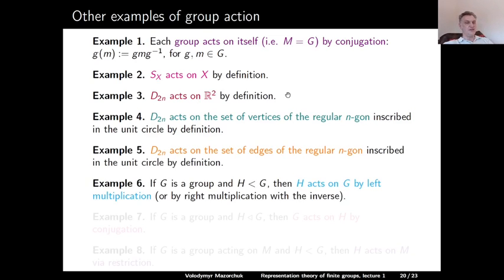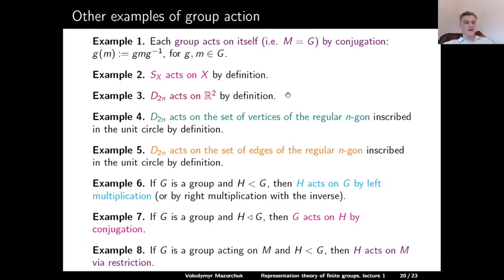Next example, if G is a group and H a subgroup of G, then H acts on G by left multiplication. So this is a restriction of the action of G on itself by left multiplication. Next example, if we have a normal subgroup H in G, then the group G acts on its normal subgroup by conjugation. So this is possible due to the fact that H is normal. And the final example, if G is a group acting on M and H is a subgroup of G, then H acts on M by restriction.